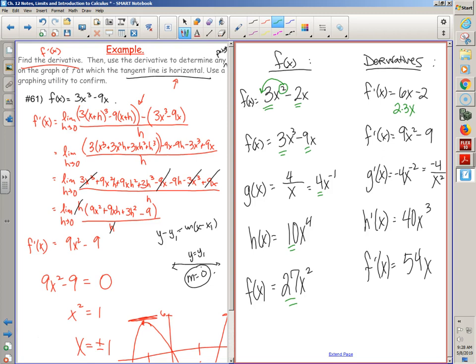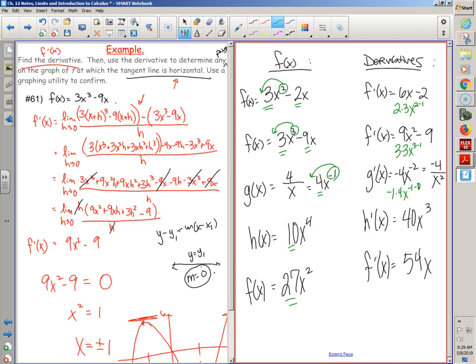But why is it? The power goes down. The power goes down by 1? Yeah. So wait, so this one came down. That would be 3 times 3, x to the 3 minus 1. Oh yeah, it is x squared. Then this one I would bring down, and then that'd be negative 1 times 4, x to the negative 1 minus 1. Oh, negative 1 minus 1 is negative 2.